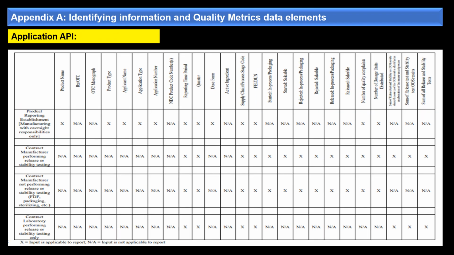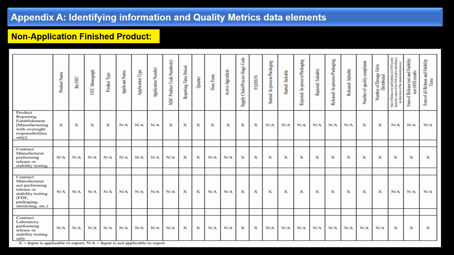The second subpart, that is application API, has the same information that we have seen for the application finished product. Here, the details for the matrix are available, and up to this point there is general information. So this information is the same and details are to be provided in this format.